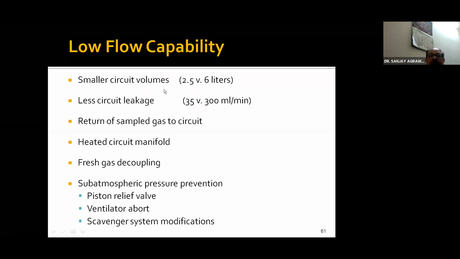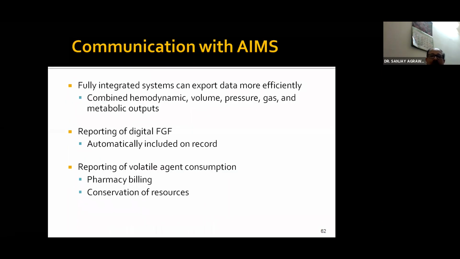And this was achieved by smaller circuit volumes, less circuit leakage, return of sample gas to the circuits, heated circuit manifold, fresh gas decoupling, and subatmospheric pressure prevention. So these were things which were incorporated into anesthesia workstations so as to help in giving low flows to the patient. Communication with AIMS, that is automatic information system, made it possible that everything can be recorded automatically, and that automatic records can be kept both in the anesthesia files as well as in the hospital information system.